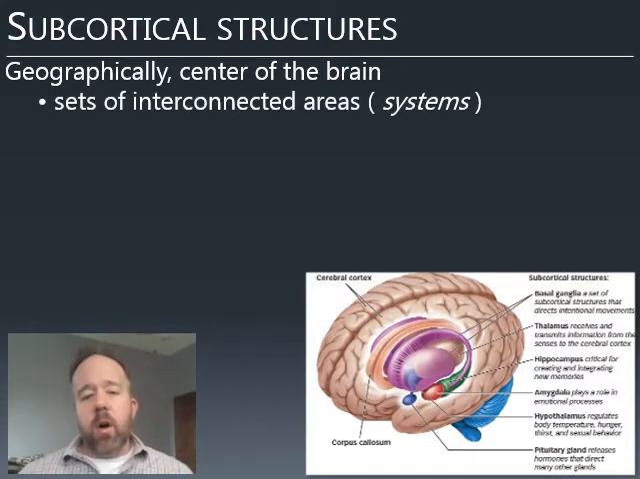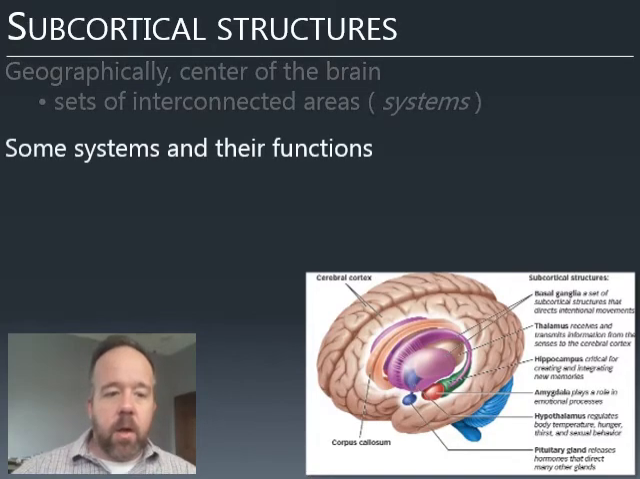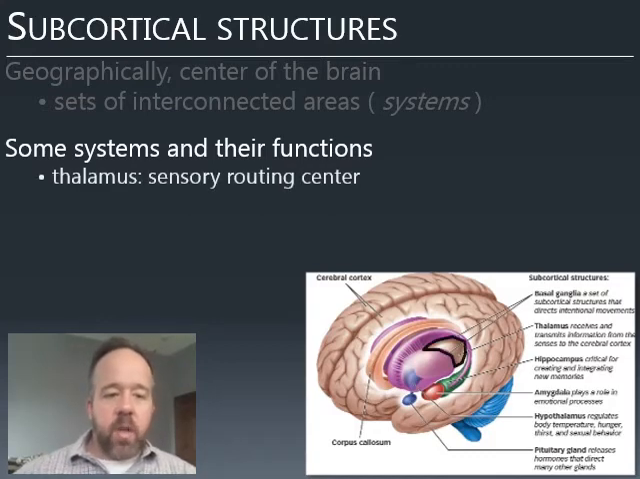And a lot of these names refer to multiple areas, that they are interconnected systems of structures. And so sometimes some of these labels will refer to a group of brain structures, not just a single structure itself. So just to go over some of the subcortical structures and their functions. There is, for example, the thalamus, which I've highlighted here. And this is sort of the sensory routing center.